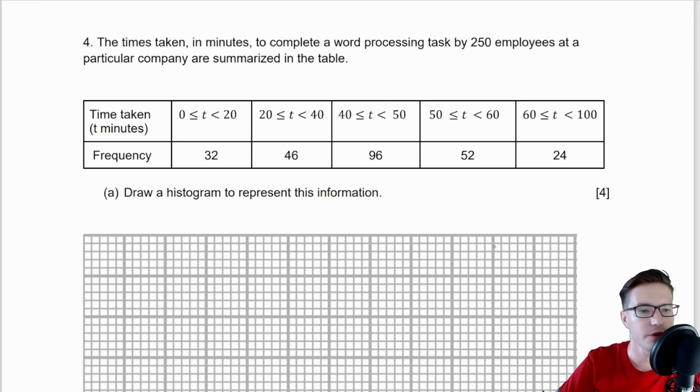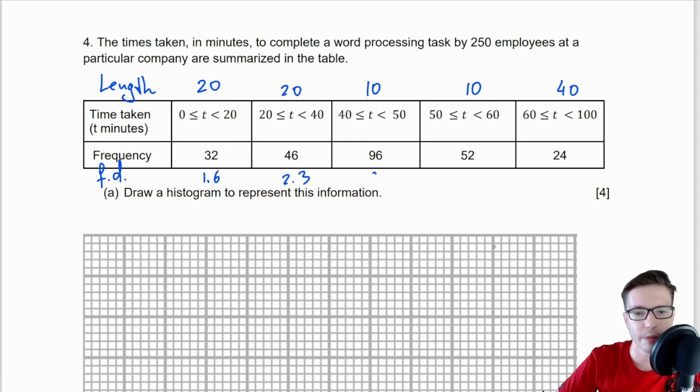Okay, in question 4, I'll have to draw the histogram. And one thing to remember is that I will have to draw a frequency density, which means I will have to take frequency of each interval and divide by the length of the interval. Length of the first interval is 20, the second also 20, this one is 10, 10 and 40. Now frequency density is going to be 32 divided by 20, which is 1.6. This one 46 divided by 20, 2.3. That one 96 divided by 10, 9.6, 5.2, and 0.6.